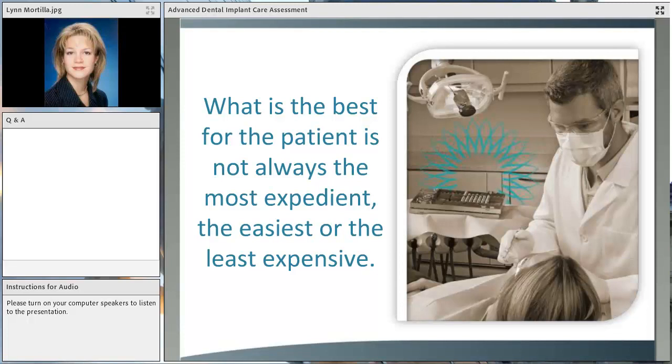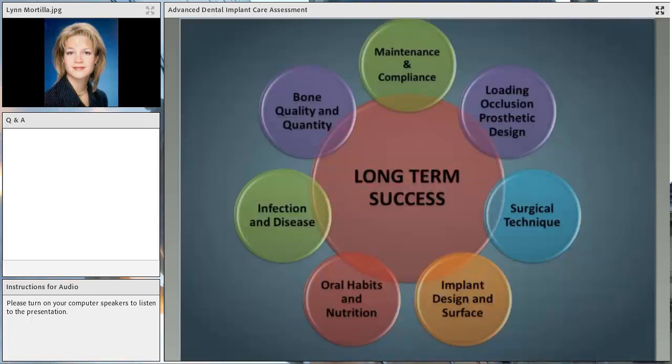It's not about money. It's not about insurance. It's not about the implant company. It's about what is ethically, morally, and legally best for this patient. That's an ethical consideration that the clinicians really look at, and it's something that we will probably express at one point or another to a patient during treatment planning.